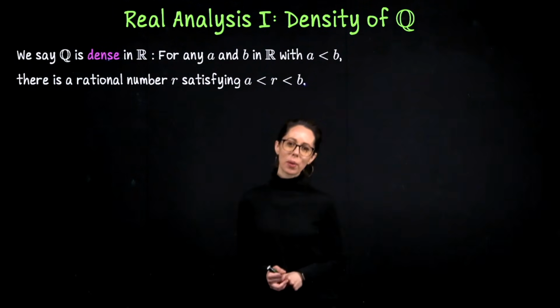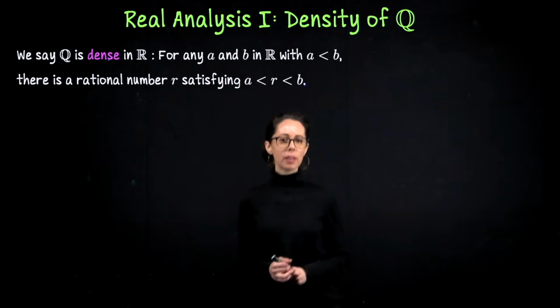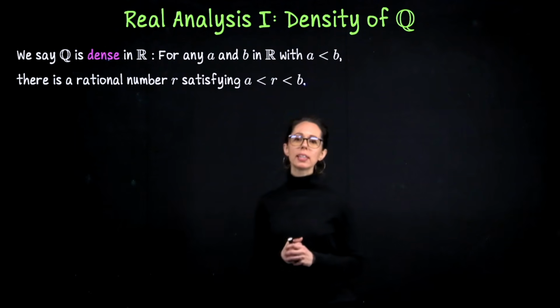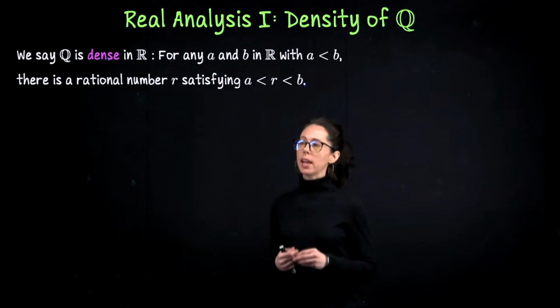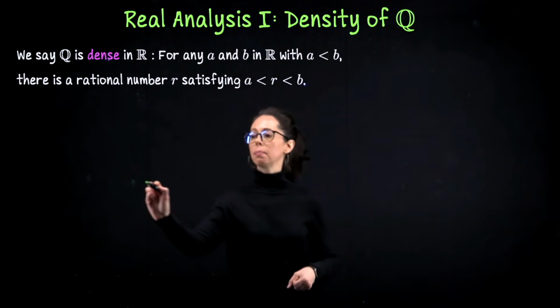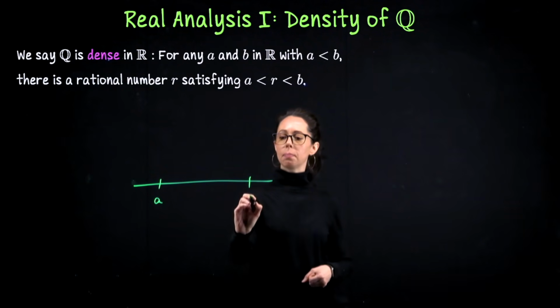In this video, we are going to look at a very famous result about rational numbers, which is that rational numbers are what we call dense on the real number line. Here's a working definition of what density means. We say that the rational numbers are dense because between any pair of numbers, say a less than b, you can find a rational number sitting between them.